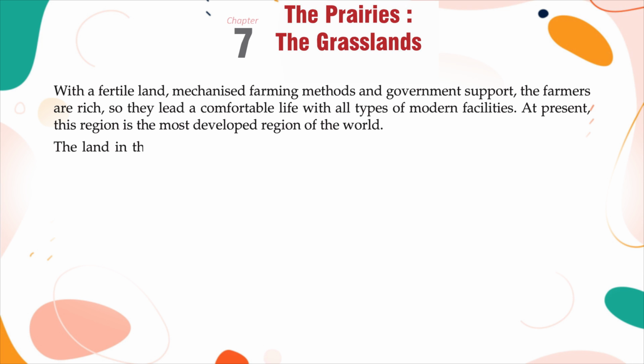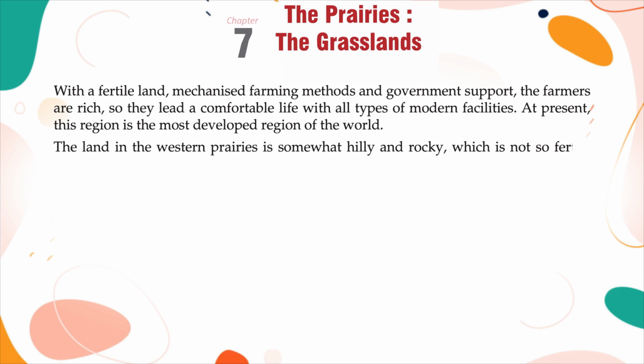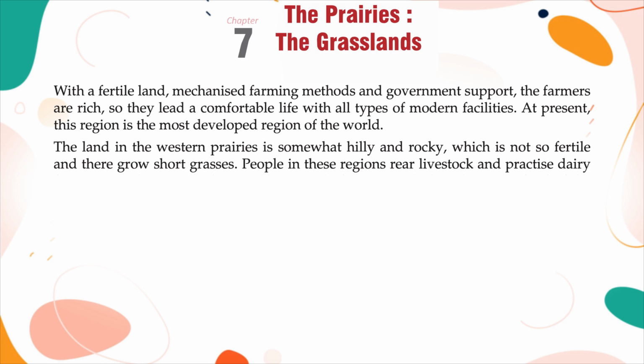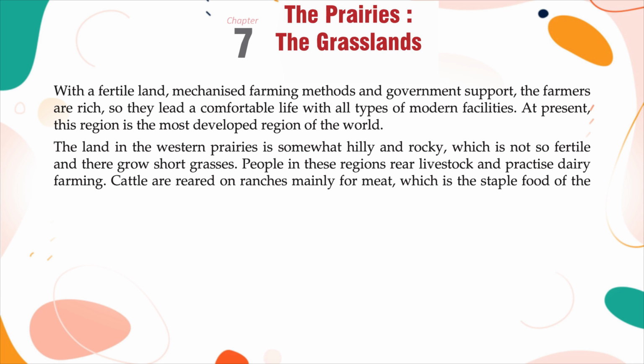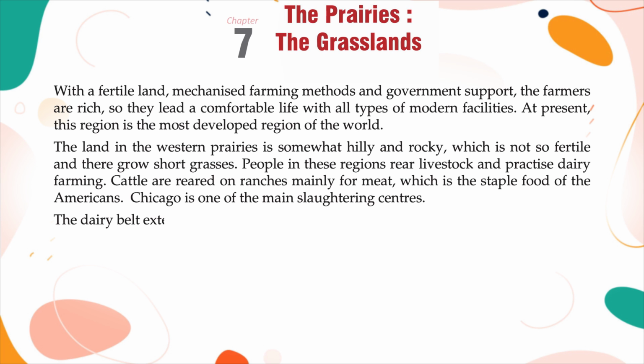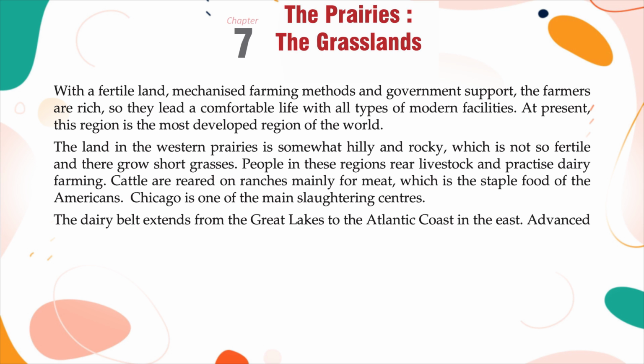The land in the western prairies is somewhat hilly and rocky, which is not so fertile, and there grow short grasses. People in these regions rear livestock and practice dairy farming. Cattle are reared on ranches, mainly for meat, which is the staple food of the Americans. Chicago is one of the main slaughtering centers. The dairy belt extends from the Great Lakes to the Atlantic coast in the east.